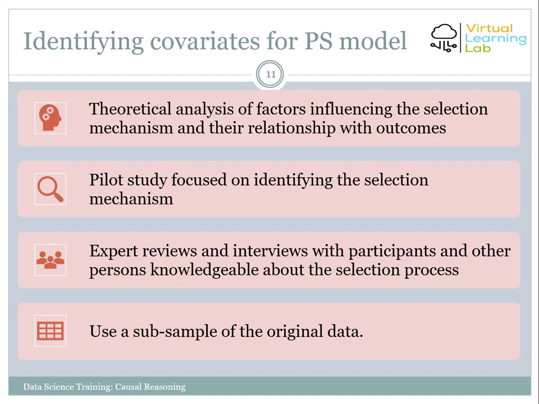So these are strategies usually employed to identify covariates that need to be included. Look at theoretical analysis for which factors influence adoption of treatment or selection into treatment. Sometimes it's possible to do pilot studies, expert reviews, or interviews with individuals that understand the reasons why participants sign up for the treatment or participants are placed in the treatment. And you can do exploratory analysis also with a subsample of data.